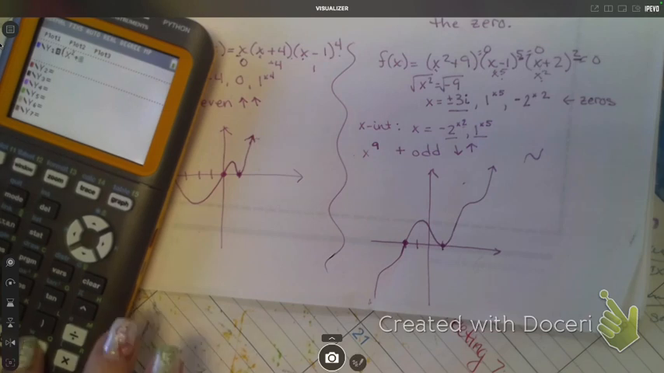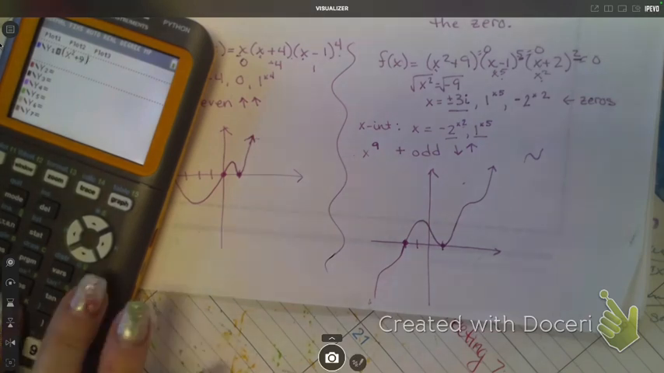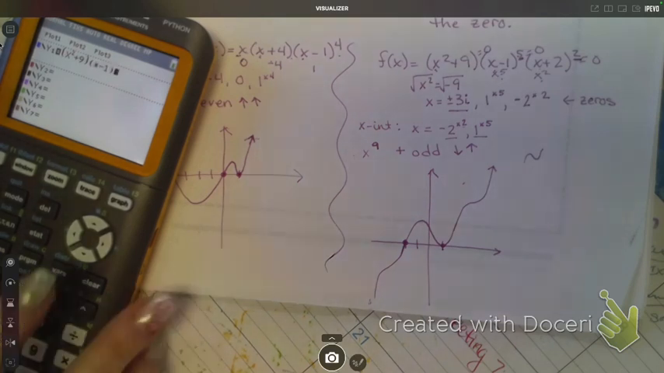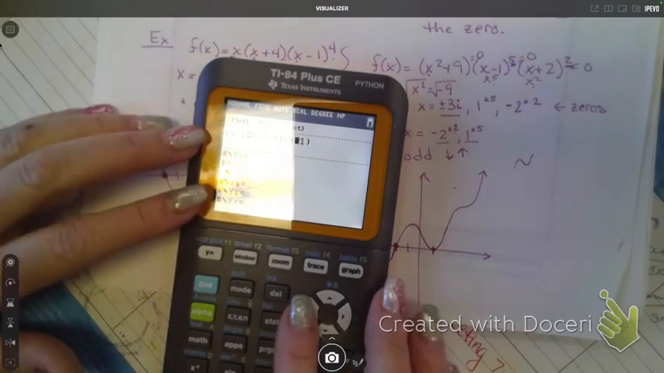Plus 9. And you guys have a calculator. Could you put this in your calculator and check your work? Yeah. Yep. And to get my exponent, I'm just hitting the caret button.